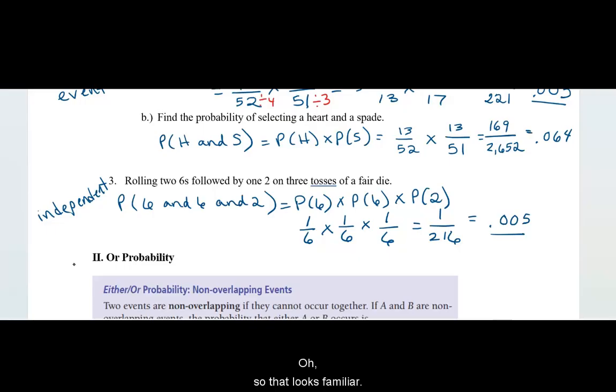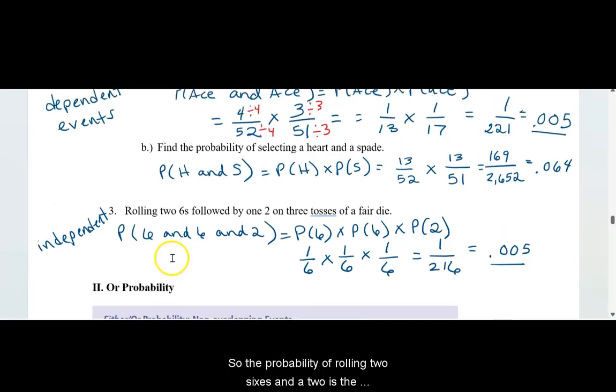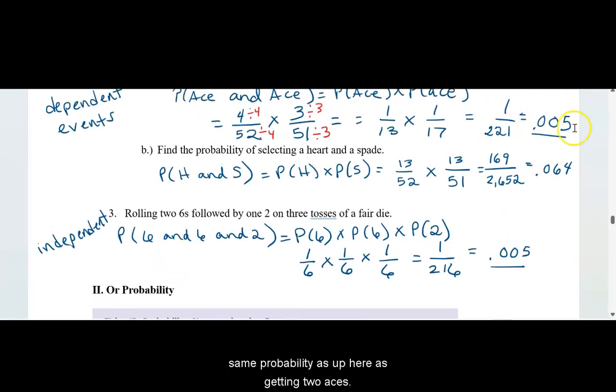Oh, so that looks familiar. So the probability of rolling 2 6s and a 2 is the same probability as up here of getting two aces, drawing two aces in a deck when you are not putting the cards back. Without replacement, we call it.